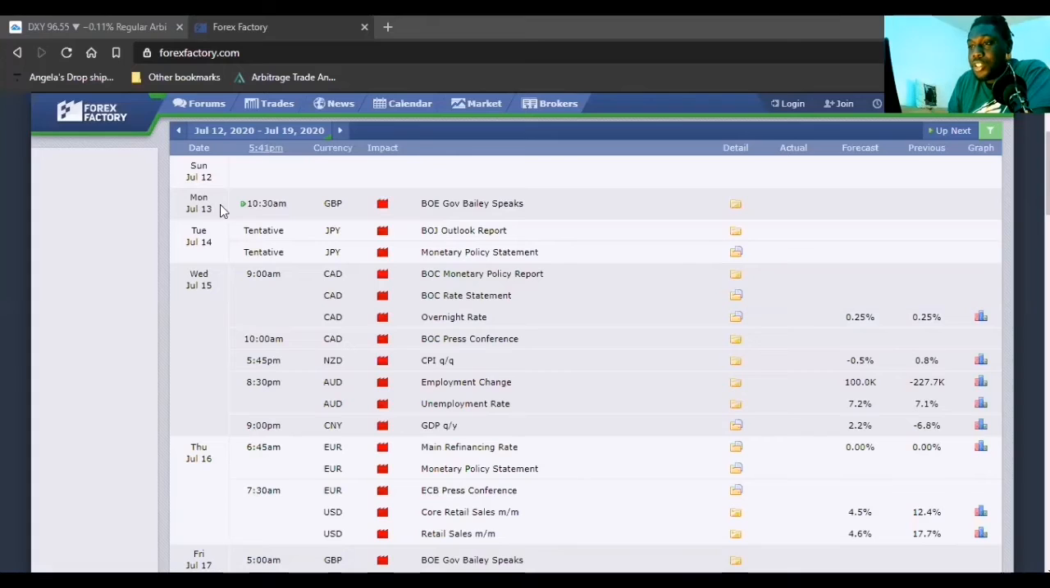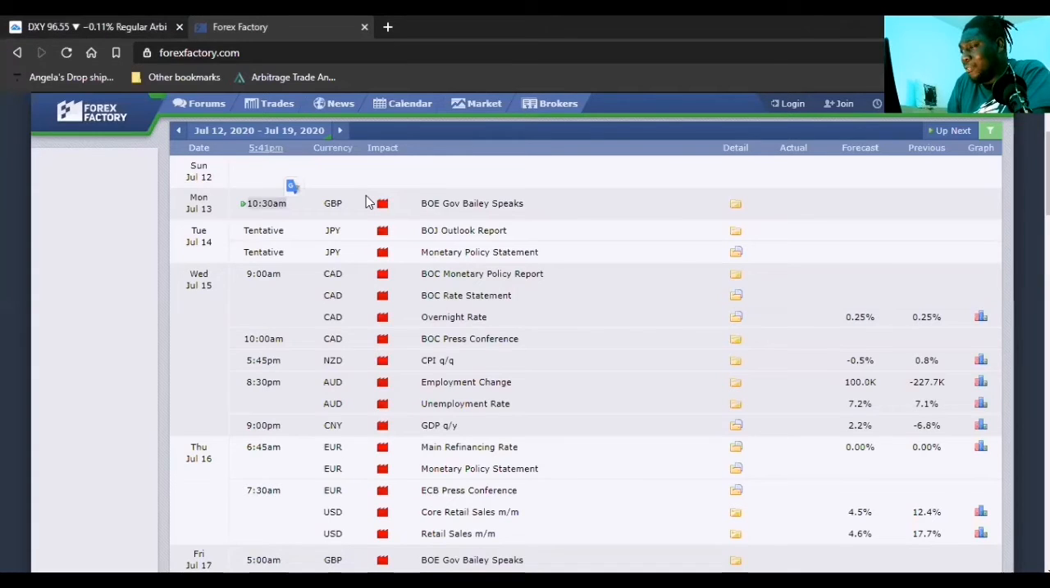First things first, today at 10:30 my time, so about 14 or 15 hours from now, we're going to have Governor Bailey speak, which, hey, it could be about anything. I don't know a lot about the British news or anything like that, but it could move GBP pairs. I'm going to talk about what my biases on the GBP pairs are when I go on the charts.